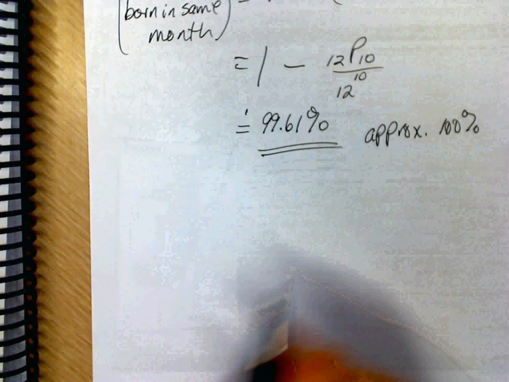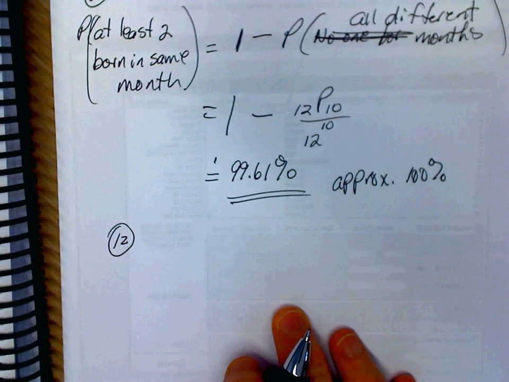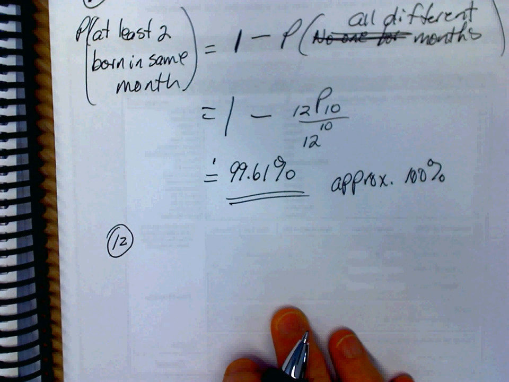Okay, number 12. Yeah, I know. But you guys are the weird ones. You're born in the dead of winter.